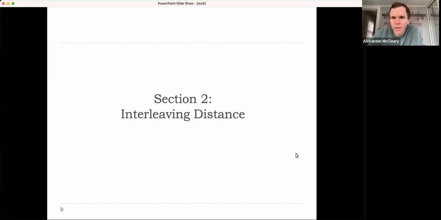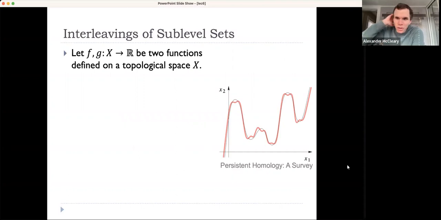All right, so now we're going to go over the interleaving distance and bottleneck distance in this video. So first, we're going to start out with interleavings of sublevel sets. So in this case, we're going to be looking at two sublevel sets. So we're going to be looking at two functions.